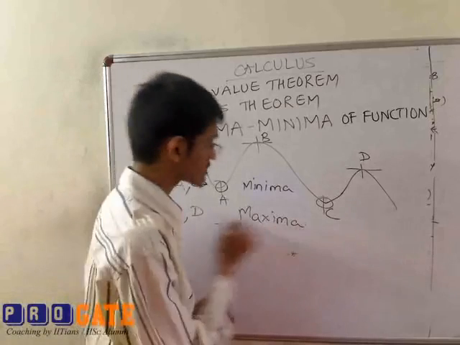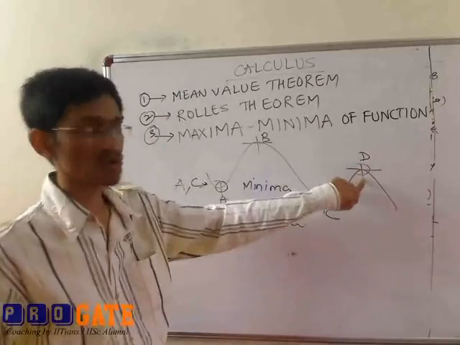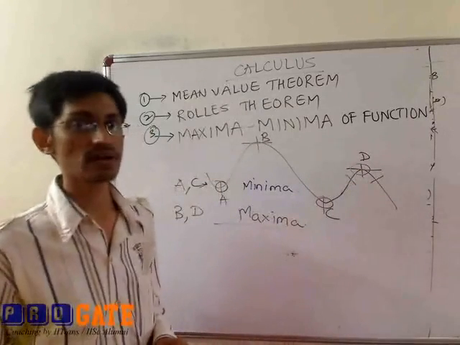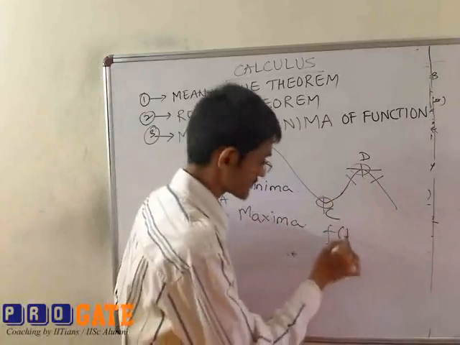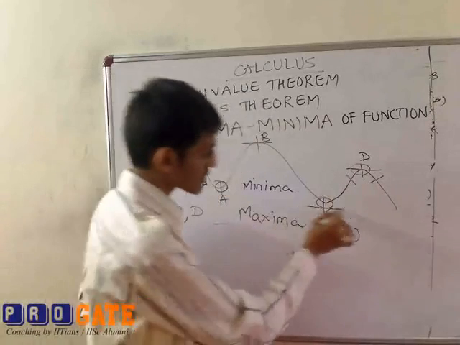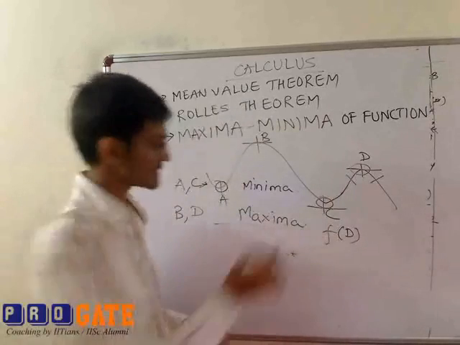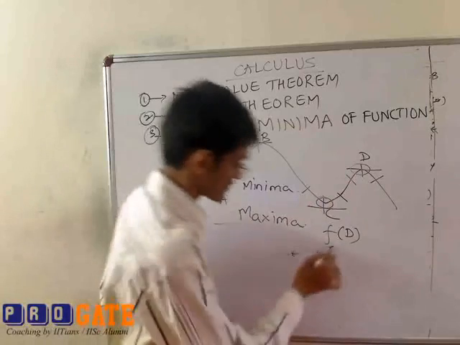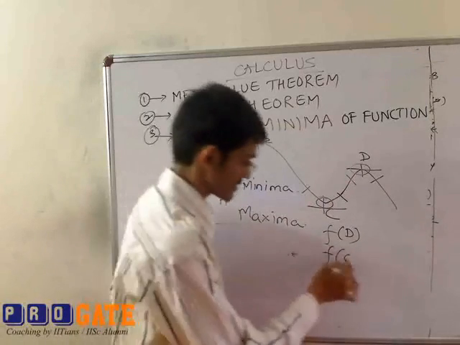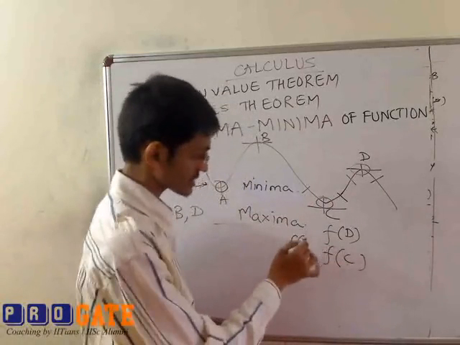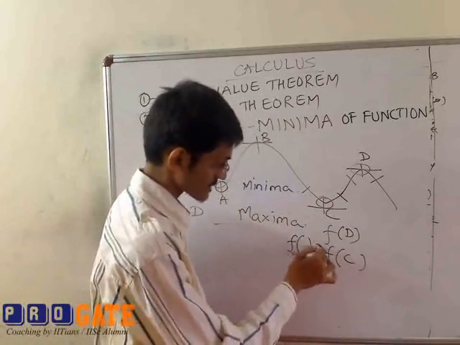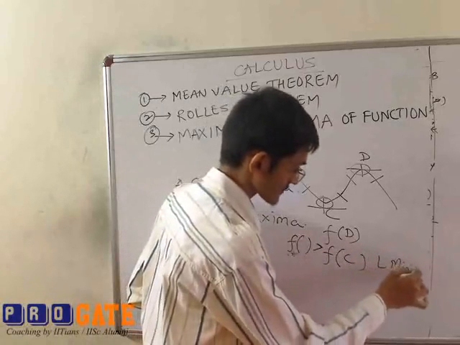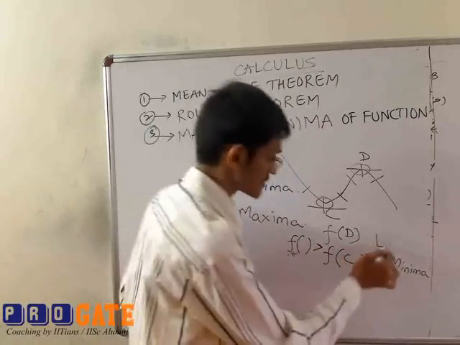When we call it local, point D is local maxima, because if we take any point in the neighborhood of D, it will have a value less than f of D. Similarly, point C can be called the local minima if in the neighborhood of C, you evaluate the function at any point, it should be greater than f of C. Then C would be called the local minima, and D would be called the local maxima.